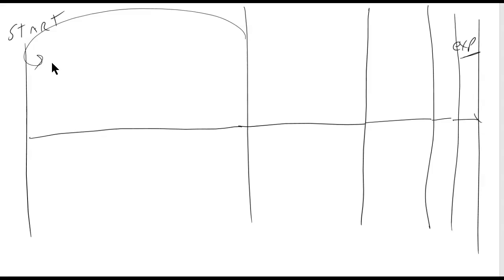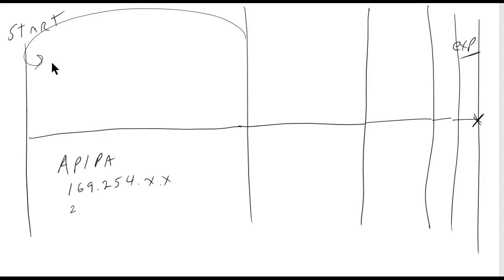Now, if nothing happens at this point and we still don't have an address, then our computer will assign itself an APIPA address, APIPA, which stands for Automatic Private IP Address. The APIPA address will be a 169.254.something, and it will assign itself that.